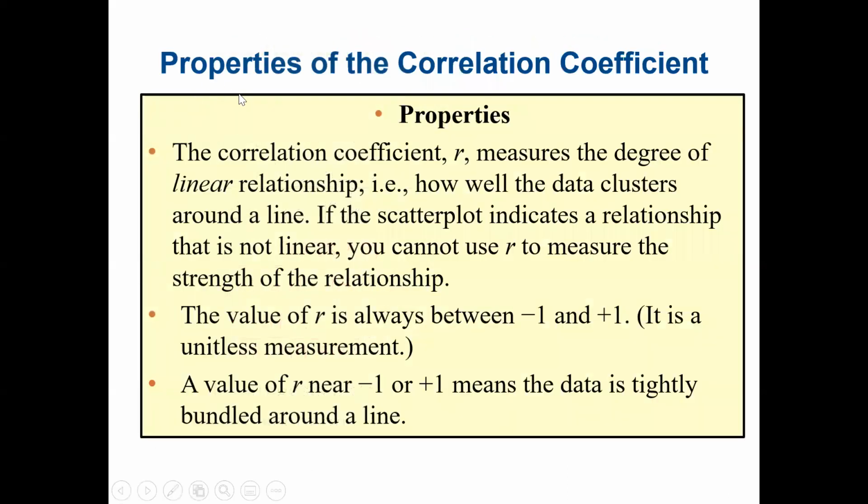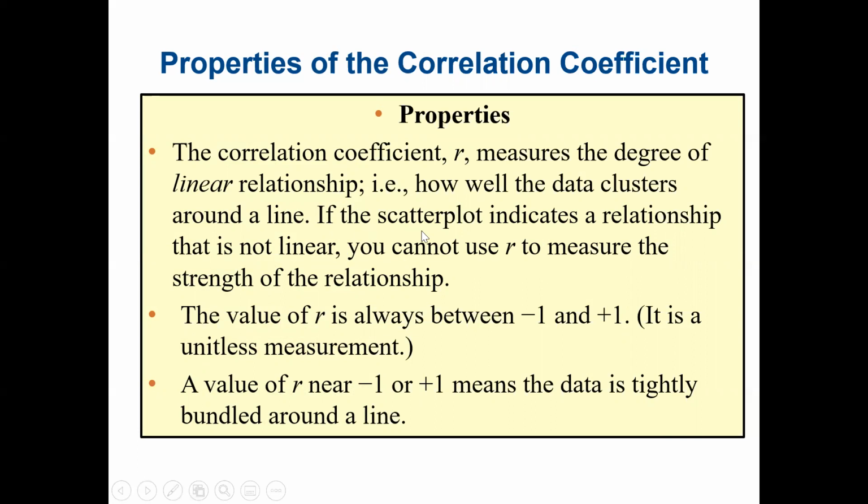Now let's go through the properties of the correlation coefficient. The first thing we should know is that the correlation coefficient, the symbol is R. It normally measures the degree of linear relationship, the strength of the straight line relationship between two variables, how well the data clusters around the line. Now, as we said earlier, if all the points are on the straight line, that means if it's increasing, it's 1. If it's decreasing, it's -1.